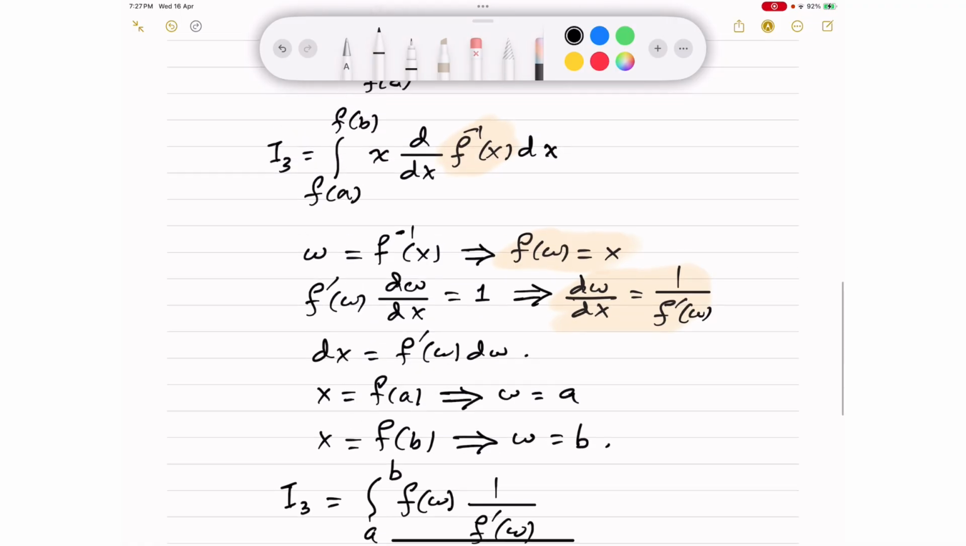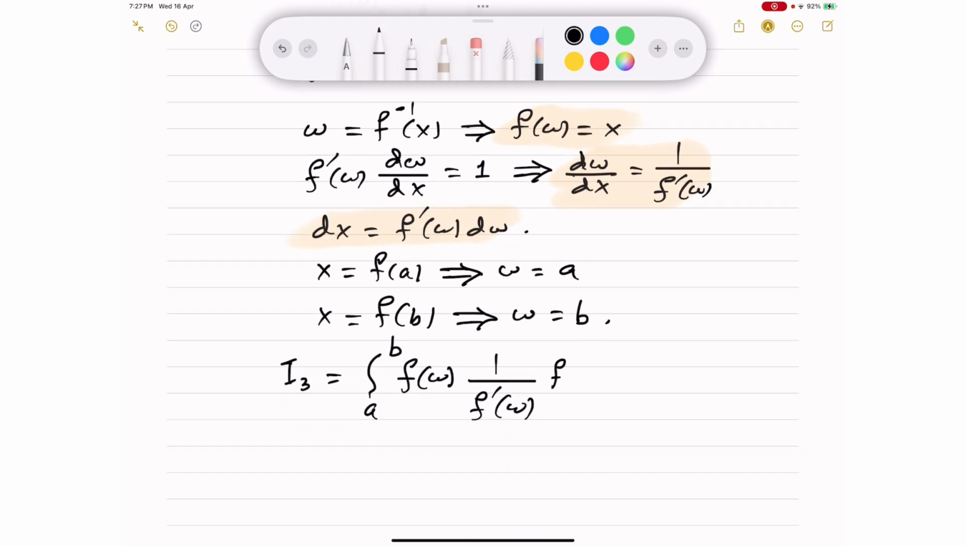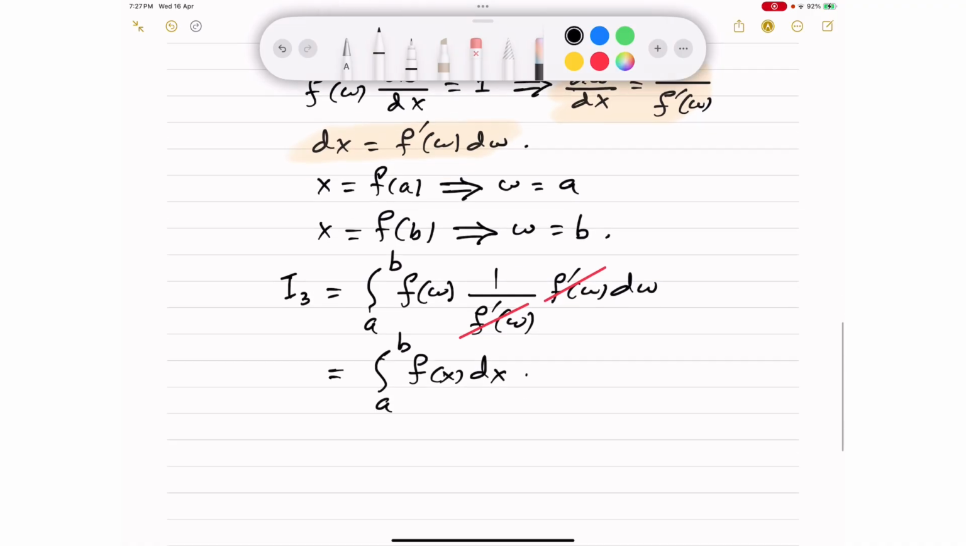And then we're left with dx here. dx is nothing but f prime of w dw. So I'll put that here, f prime of w dw. And you can notice that this would cancel out with this. Basically we are left with I3 equal to the integral from a to b of f of w dw, which, since w and x are dummy variables, I'll just replace with x. So this is going to be the integral of f of x dx.